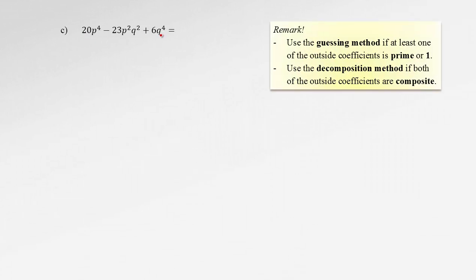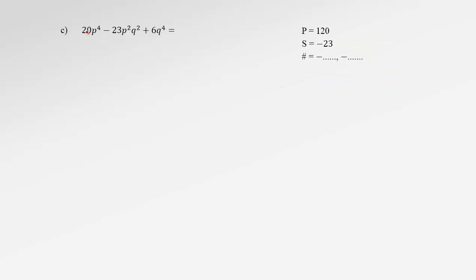Okay, try one more example. Again, my remark is use the guessing method if at least one of the outside coefficients is prime or 1. Use the decomposition method if both of the outside coefficients are composite. So in our case, the master product is 20 times 6, which is 120. The sum is negative 23. Since the product is positive and the sum is negative, we need to use the same signs. What kind of signs? Two negatives. So the two numbers that we are looking for will both be negative.